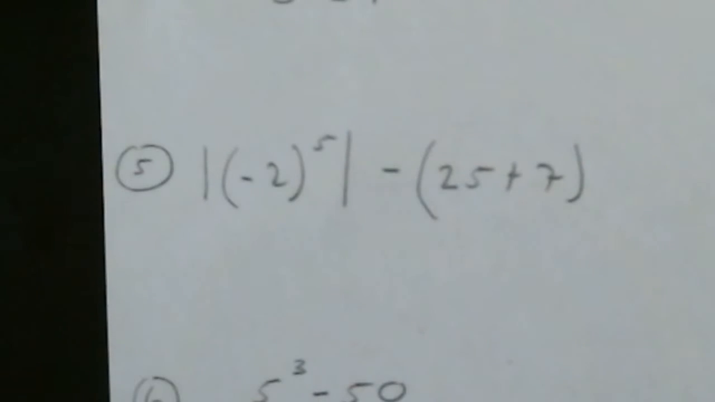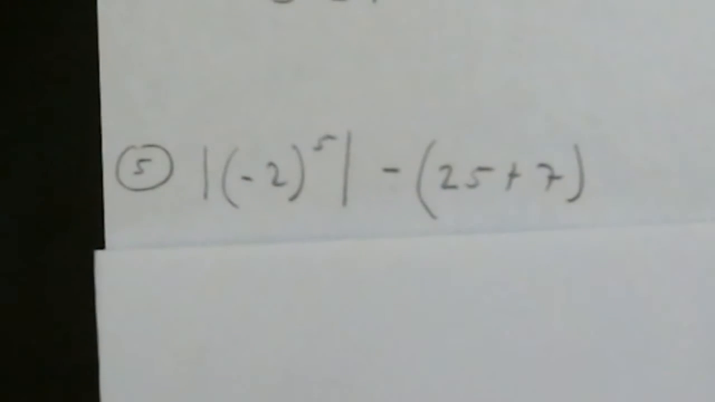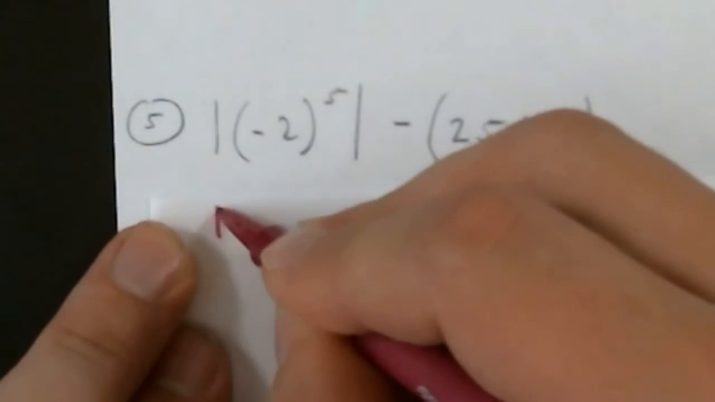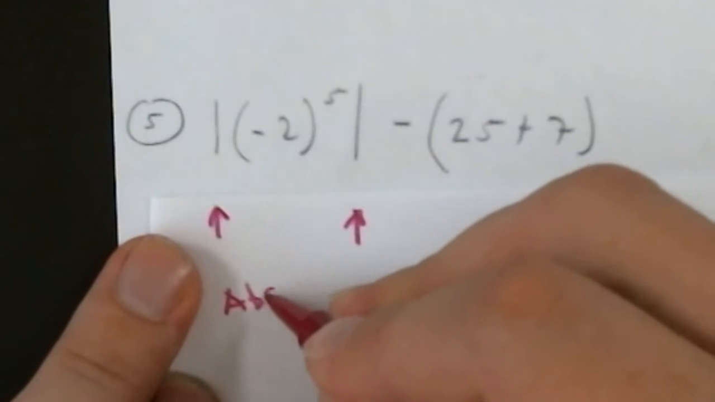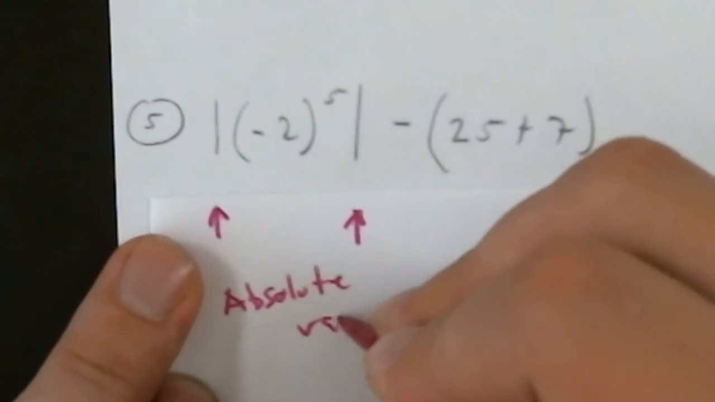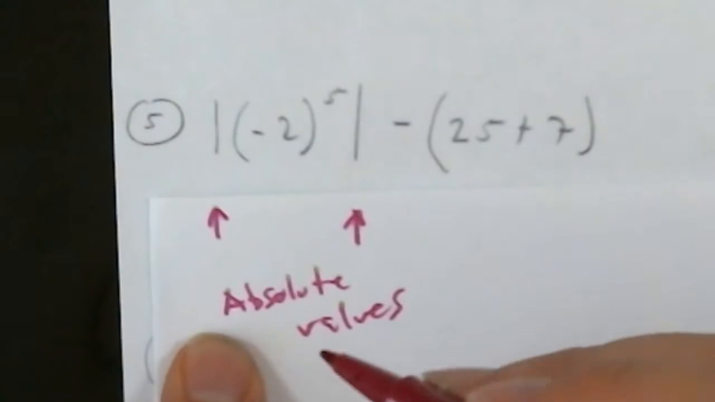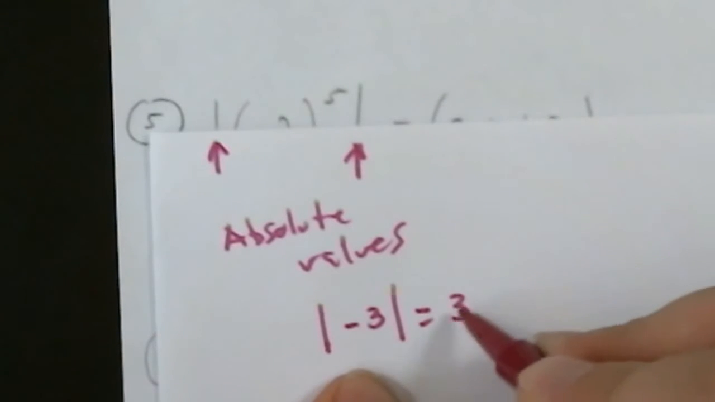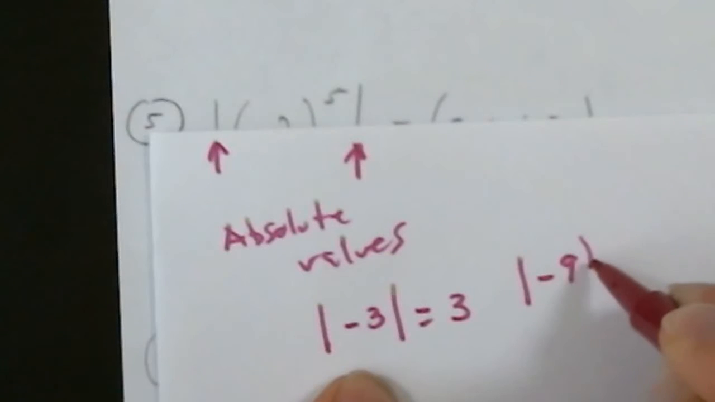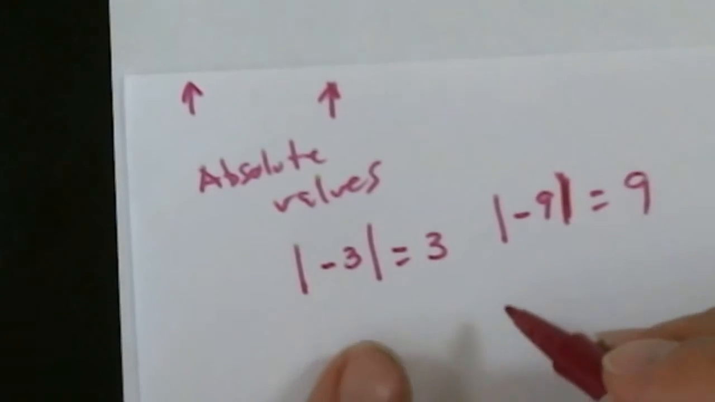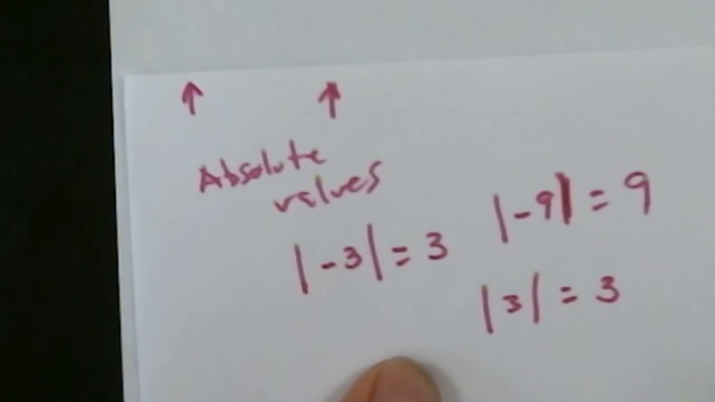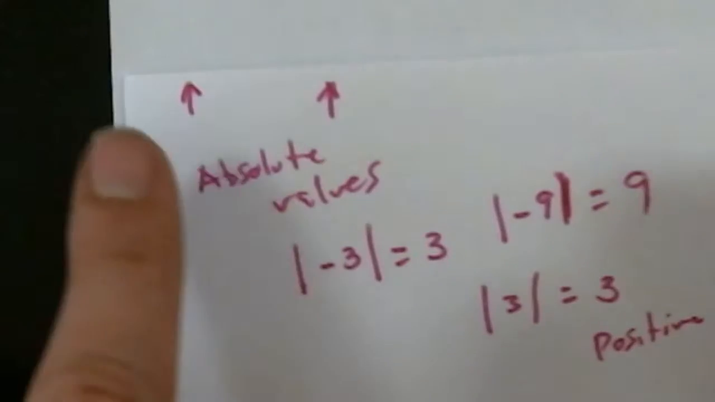Looks kind of terrible, but it's not really. So here we go. So PEMDAS. If you don't know what these little bars are right here, these are called the absolute values. And the absolute values, think of it like this. What is the absolute value of -3? Is 3. What's the absolute value of -9? Is 9. So really the absolute value tells you whatever number is between these two bars, it just makes it positive. And that's part of that process there.